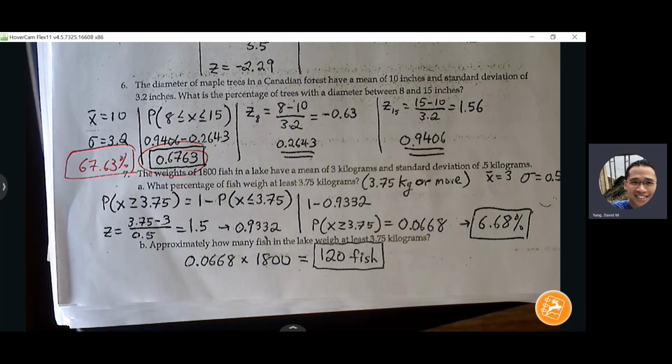Okay, number 7, the weight of 1,800 fish. The weights have a mean of 3 kilograms, standard deviation of 5. What percentage of fish weighs at least 3.75 kilograms? So 3.75 kilograms or more. That's what we're looking for, which means that whatever we get from our table, we got to involve subtracting from 1. So we find the z-score 1.5. Probability is 0.9332. Subtract that from 1. We get 0.0668. Percentage is 6.68%. So we want to find 6.68% of 1,800. Then we do 0.0668 times 1,800 and get 120 fish. That's our answer.